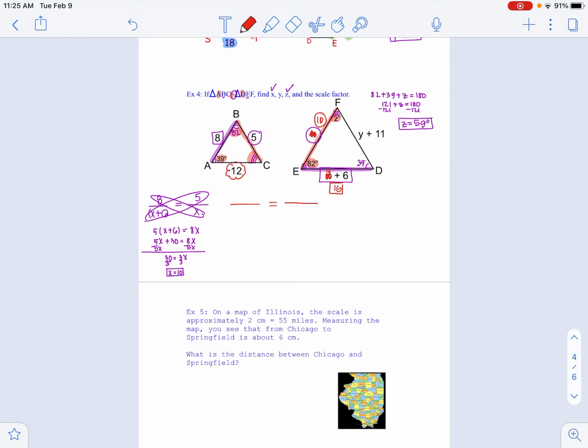Okay. So the only thing that I haven't matched up is this side that's 12, and it matches up with this side that's y plus 11. Now I'm ready to make my proportion, cross multiply, and solve it. I can choose the 8 or 5, or I can start with the 12. It doesn't matter. I'm going to choose the smaller number because it's going to be easier to work with. So 5 corresponds to 10, so 5 over 10 equals. And now I'm going to go back to this triangle and use the 12, and put that over y plus 11.